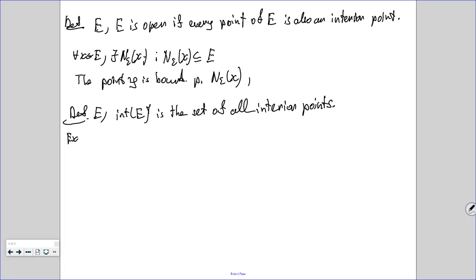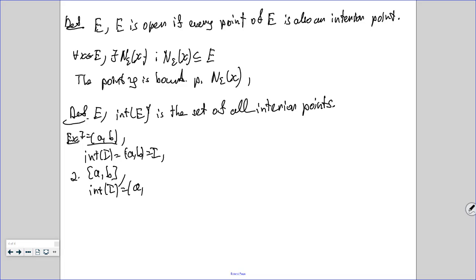Let's do one more example. Suppose the open interval AB. Then remember that we say that the interior points of AB is AB itself. So the interior, let's denote this set as I. Then the interior of I is AB itself, which is I, and I is an open set. If we consider the closed interval AB, then the interior of I is the open interval AB.